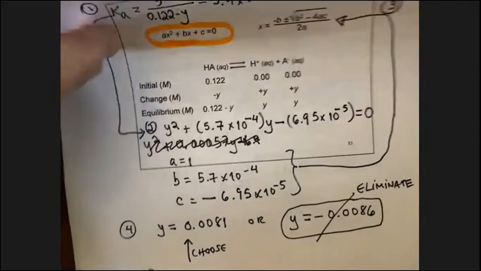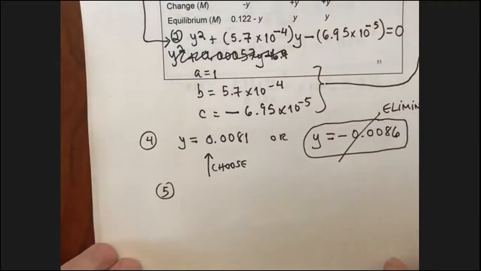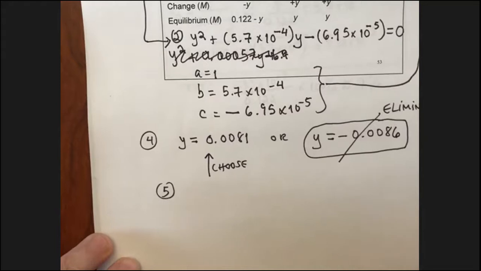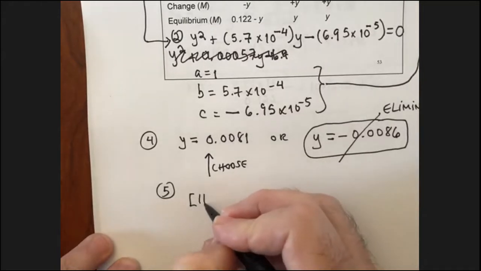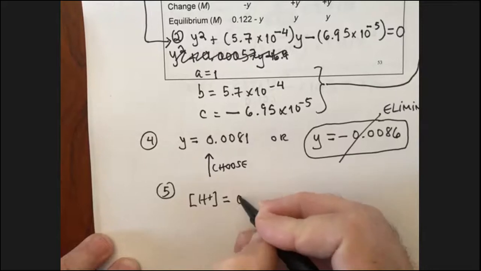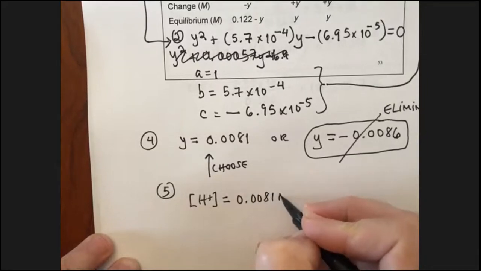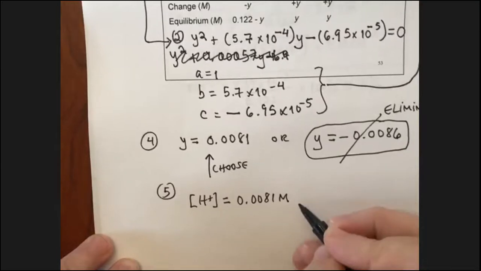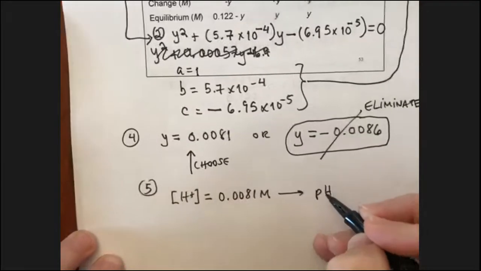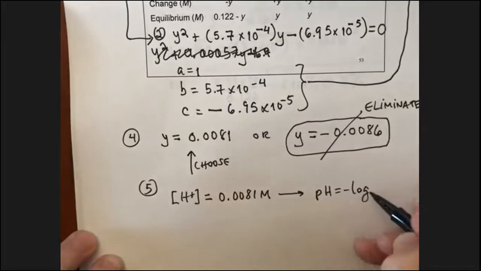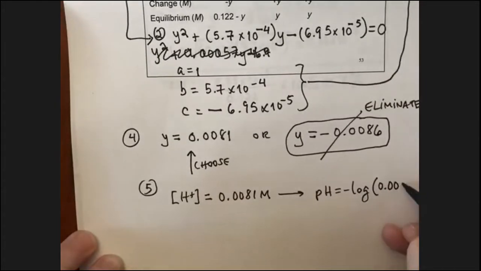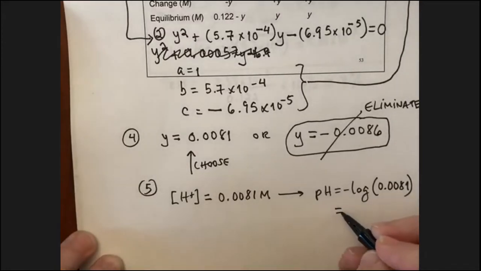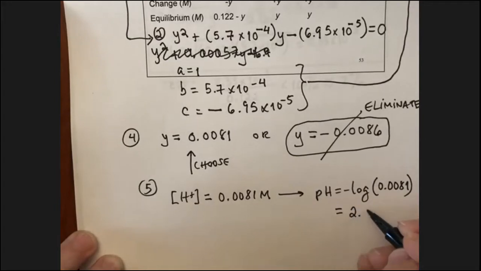Okay. So now we can calculate the final pH. The concentration of hydrogen ions equals 0.0081 molar, which means that the pH equals minus the log of 0.0081 molar. You can do your calculations there. I'm going to skip it. This is going to come up to be 2.09.